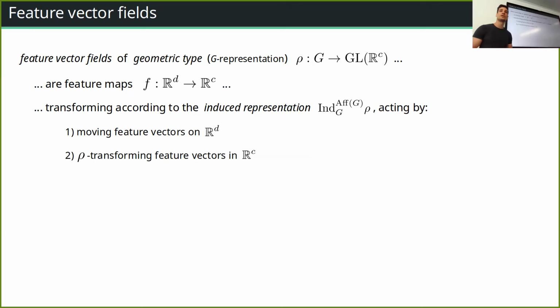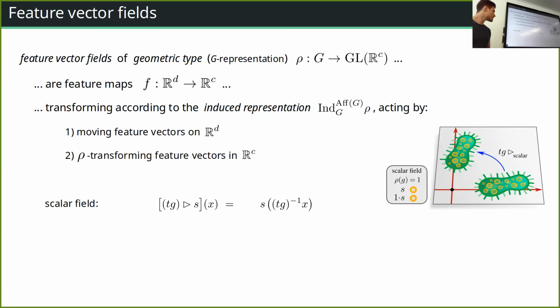But they have in addition a geometric type, which is a representation of the structure group G. And this just tells you how feature vectors transform if you rotate your image or so. And formally, you would describe this as a so-called induced representation. So you have this induced representation of rho, which is a representation or group action of the affine group. And it acts basically by moving feature vectors around on the base space. So if you rotate your image, each pixel goes to a new point. But in addition, we have a rho transformation of the feature vectors itself. And I will give some examples.